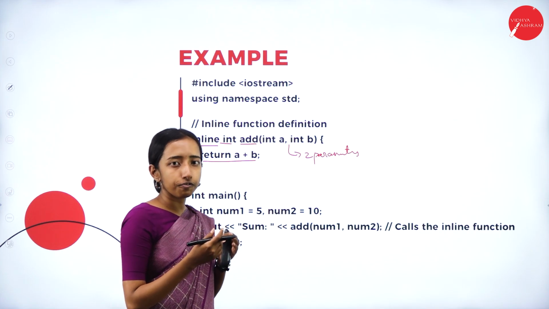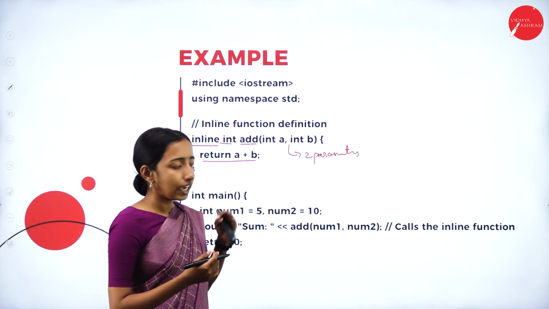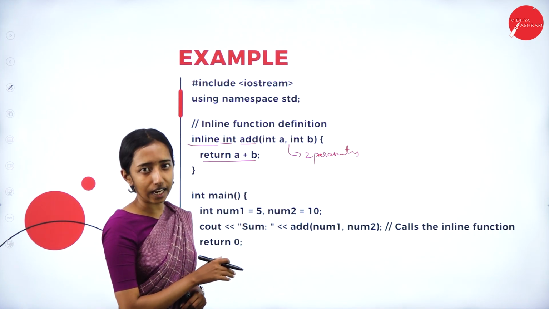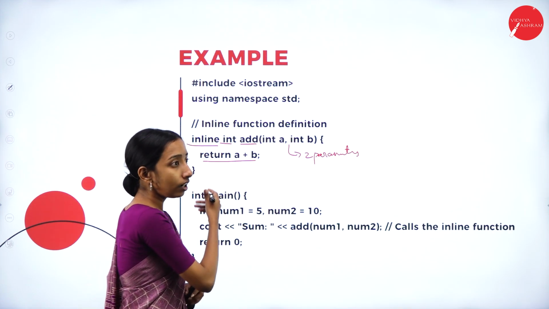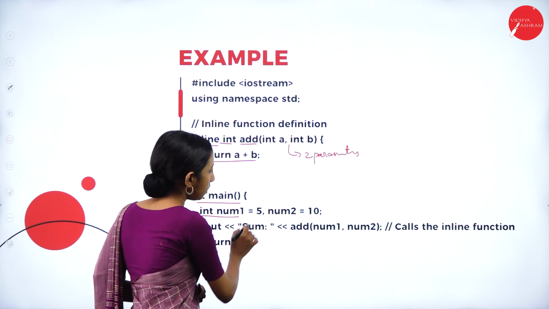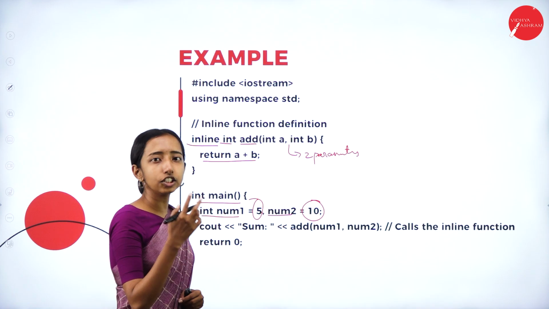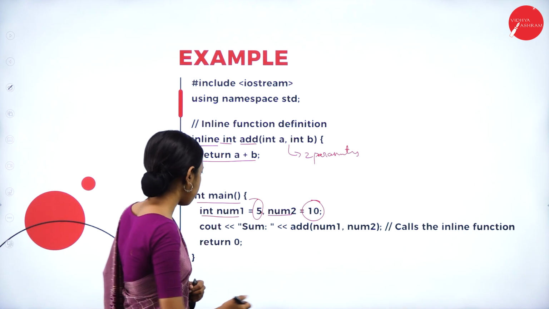If we consider this as a user defined function, it is a function with a parameter as well as a return type. So now it is an inline function, so we are using a keyword called inline. Next we have int main. Int num1 is equal to 5 and num2 is equal to 10. So I have taken two variables, num1 and num2, and I have assigned the values 5 and 10.